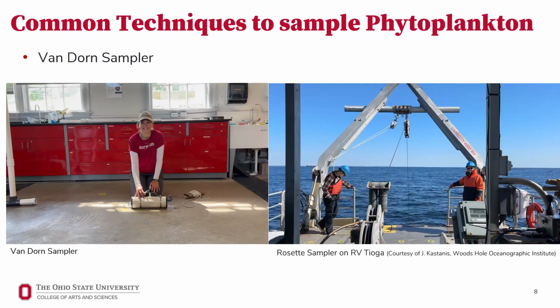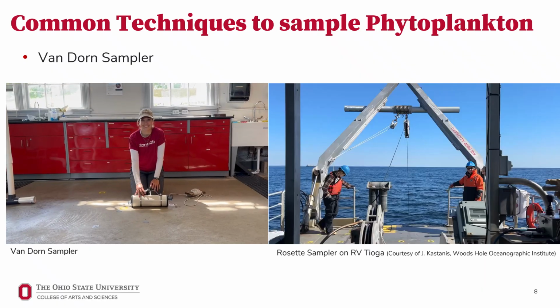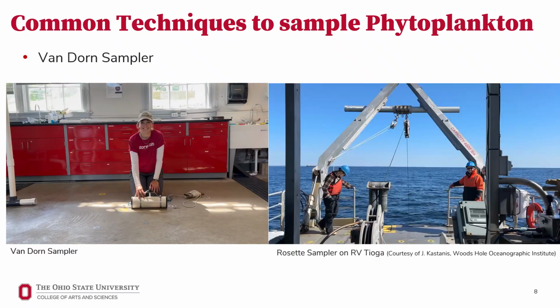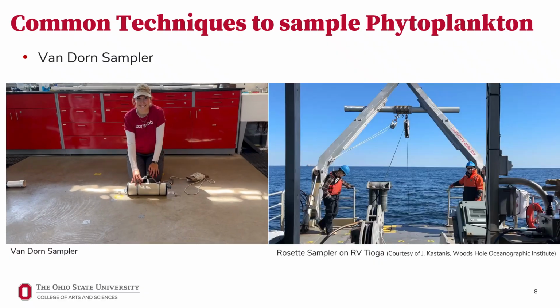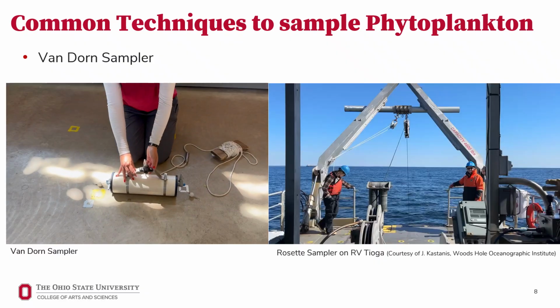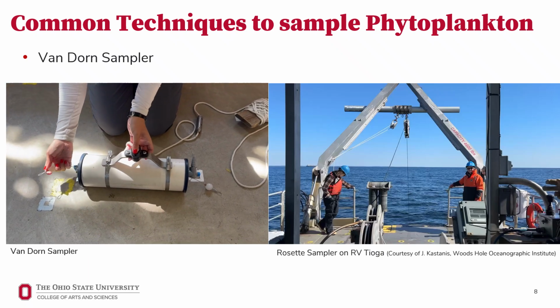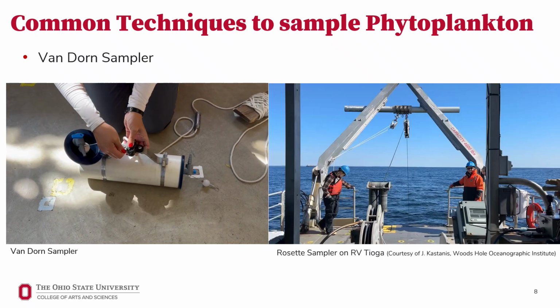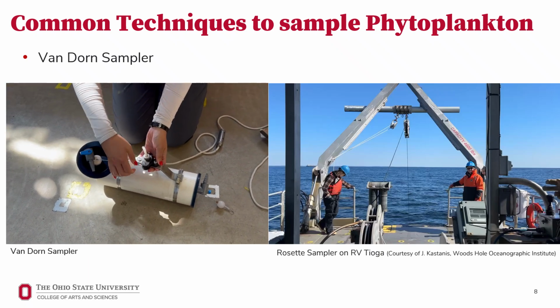The next sampler we're going to learn about is called a Van Dorn sampler, which is commonly used in lotic systems to collect a sample of water from a certain depth. Natalie is demonstrating how to set the Van Dorn sampler in this video. First, she opens the doors on each side and connects them with pins at the top of the sampler.